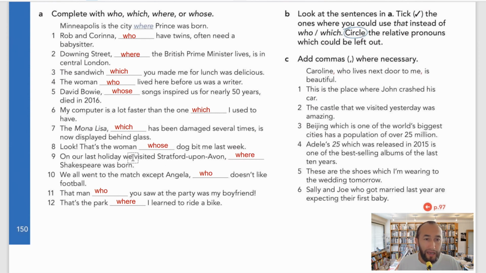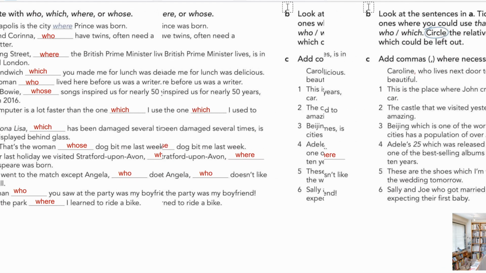Number 9, on our last holiday, we visited Stratford-upon-Avon, where Shakespeare was born. 10, we all went to the match except Angela, who doesn't like football. 11, that man who you saw at the party was my boyfriend. And 12, that's the park where I learned to ride a bike. So we're all good, guys. Exercise A is done.